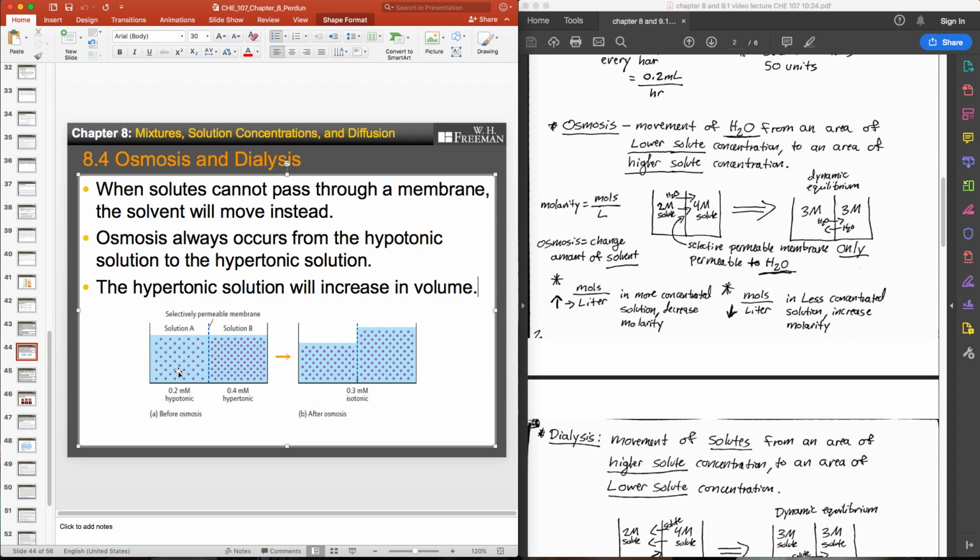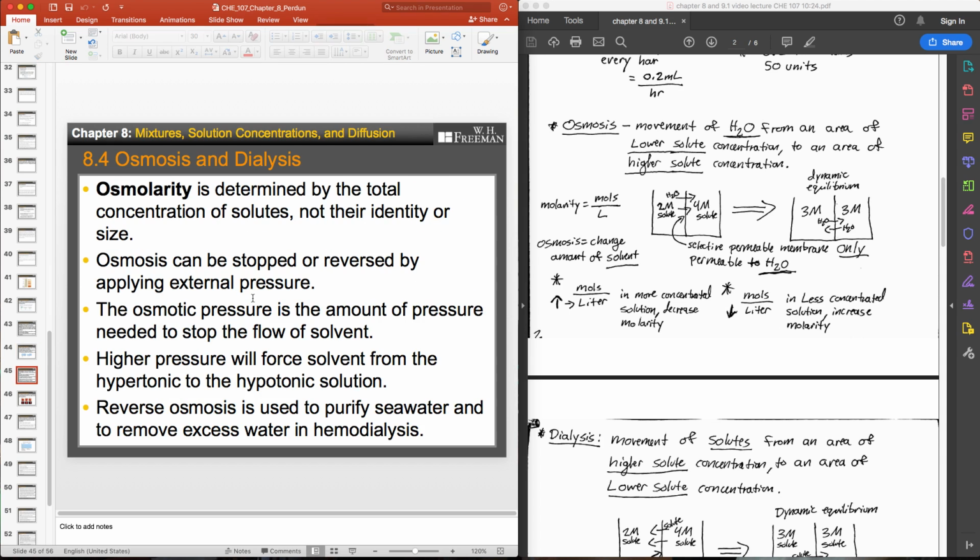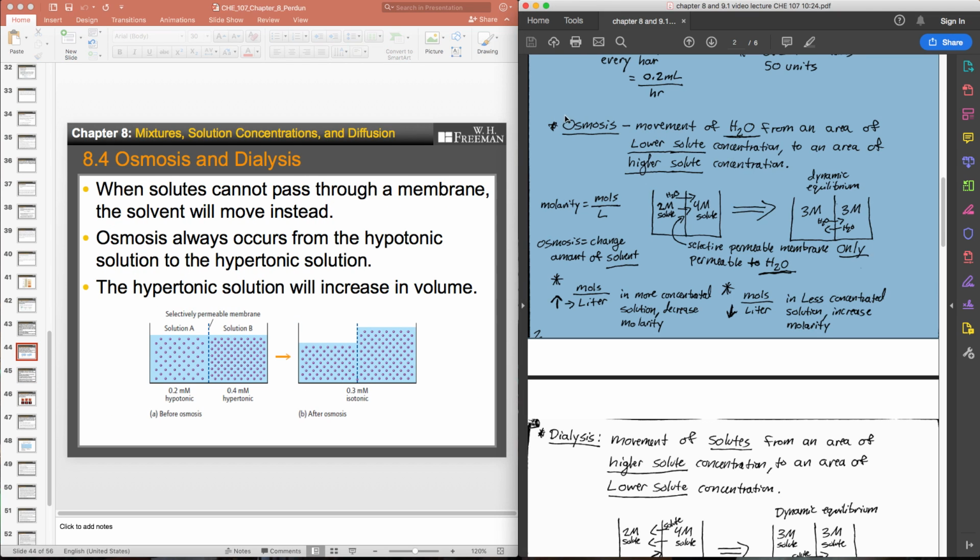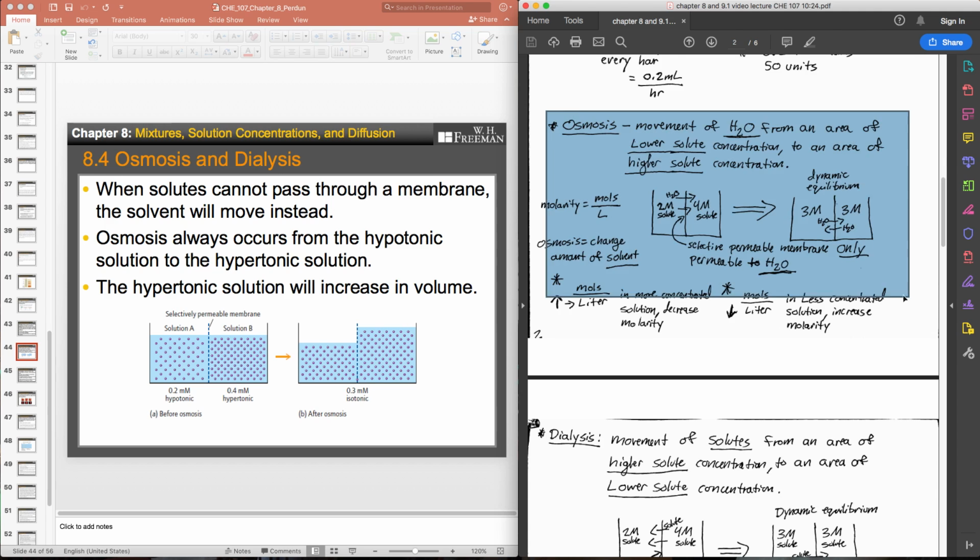If we look at this side on the left, the hypotonic solution is the one that has the lower solute concentration compared to solution B, which is the hypertonic solution, right? Which has a higher solute concentration compared to the left, okay? I know it can be a little bit confusing, but if you have any questions about that, I'll definitely meet up with you and we can get those questions answered.